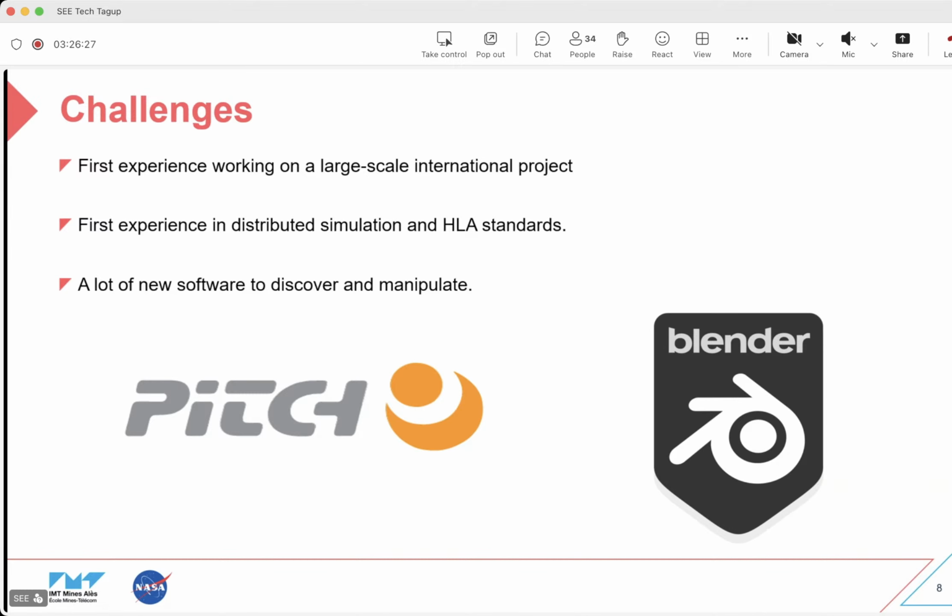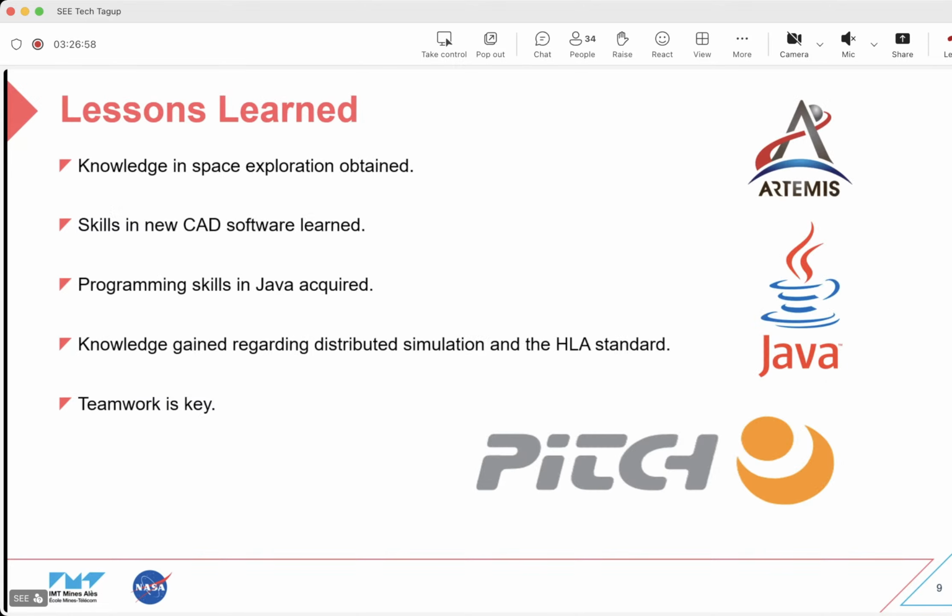Some of the challenges that the team faced is that this is their first experience working on a large-scale international project, and it was their first experience in this specific project since everyone from before graduated, so it's a new team. It's also their first experience in distributed simulation and HLA standards, as well as a lot of new software to discover and manipulate in terms of modeling and Pitch, for example. Can you go to the next slide, please?